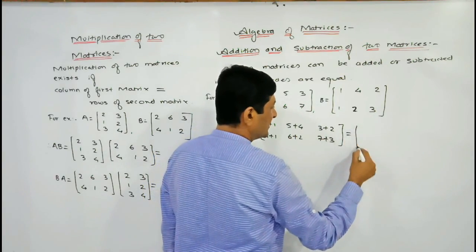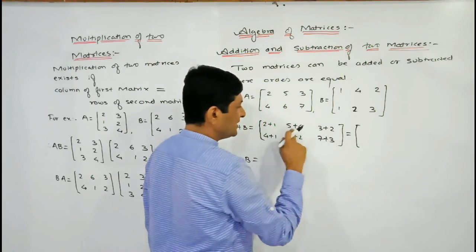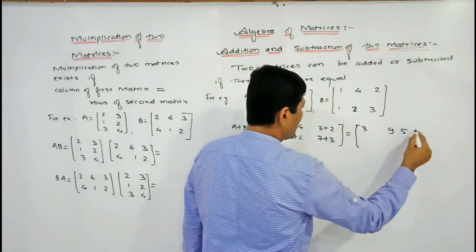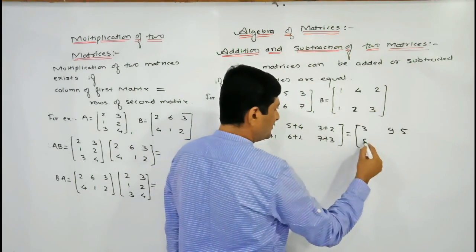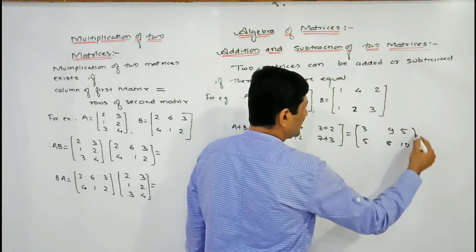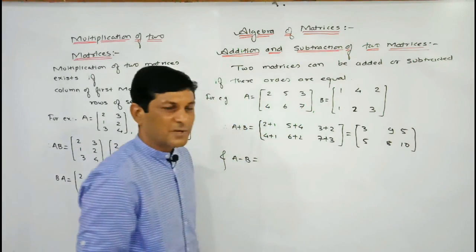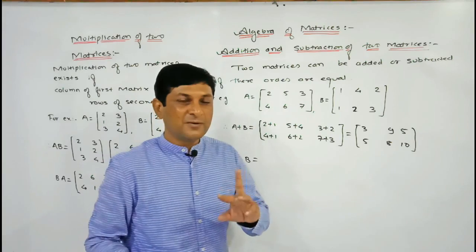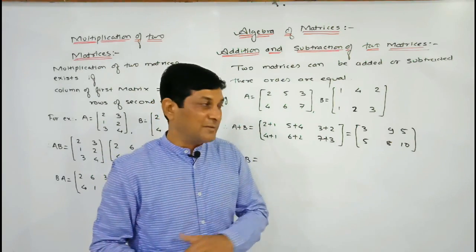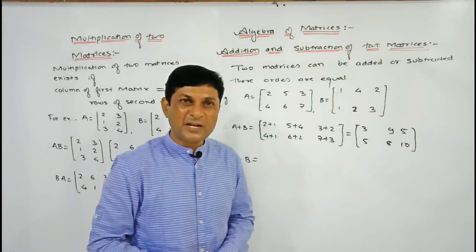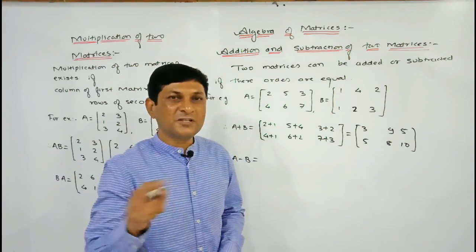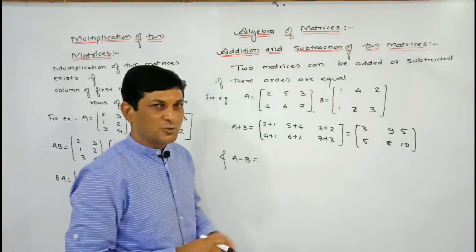So the result we are getting is 3, 9, 5, here 5, 6 plus 2 is 8, and 7 plus 3 is 10. So a very simple method to find the addition of two matrices. Whenever we have to take addition, the very important condition is that the order should be the same. As you can see here, the order of these two matrices is the same. If orders are the same, then simply take the addition of corresponding elements to find the addition of two matrices.